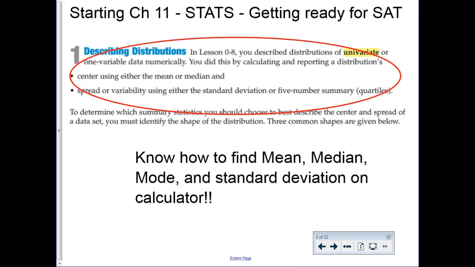Some words like mean, median, mode. Those should seem familiar to you. And then a new one for some of you is standard deviation, and variance goes along with that. We'll discuss some vocab words in the nearer future.